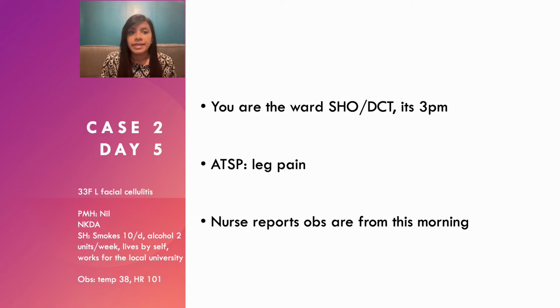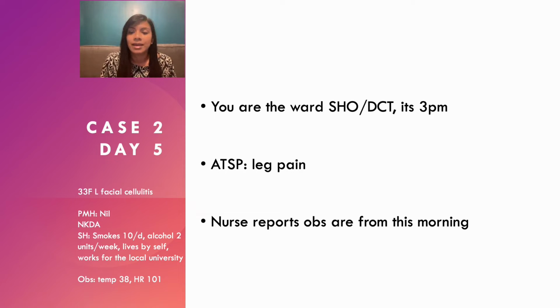So this patient, so you're on the ward and it's about 3 o'clock in the afternoon, and the nurse calls you and says this patient's complaining of pain in her leg. Can you come and see her? And she tells you, I took some obs this morning. So again, not very much information, like most of the phone calls that we seem to get.